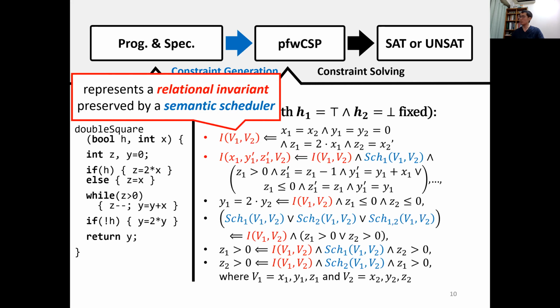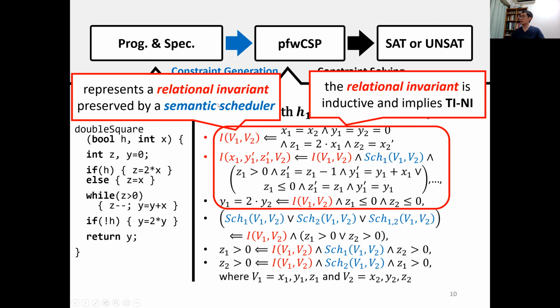So roughly, this predicate variable I represents a relational invariant that is preserved by the semantic scheduler. What this set of clauses says is that the relational invariant is inductive and implies the post condition. Namely, this first clause is initiation. It encodes the initial state of the two programs, and it says that the invariant holds initially.